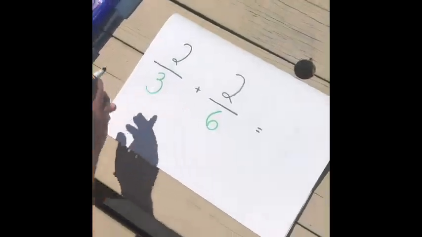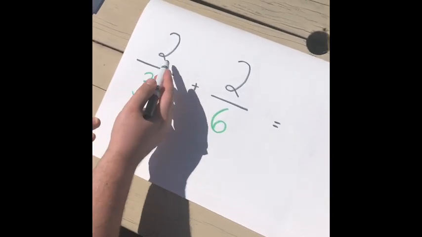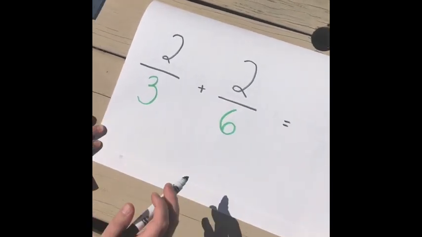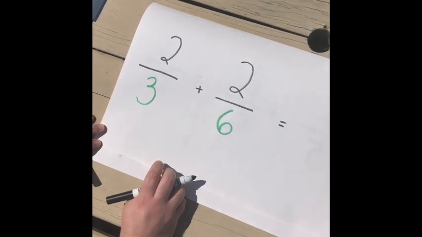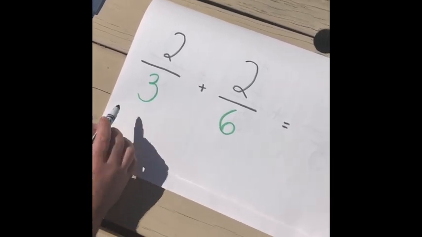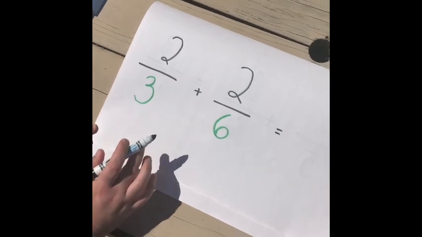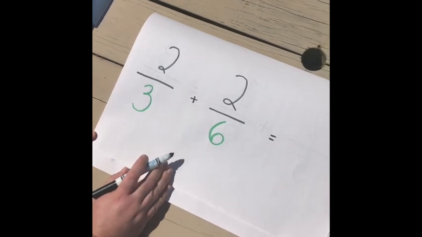Here's an example of fractions that are not similar. We have a 3 here at the bottom of this, so this is 2/3, and we have a 6 at the bottom of this for 2/6. Now, it would be nice if we could just add this across and get an answer, but that's not how it works. So, the first thing we have to do is look at these green numbers here. These are our denominators. We need to change them so that they're the same. So, in order to do that, we need to find the lowest common denominator.